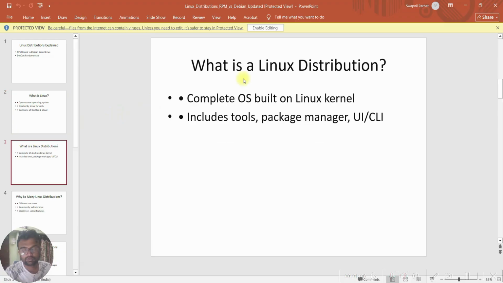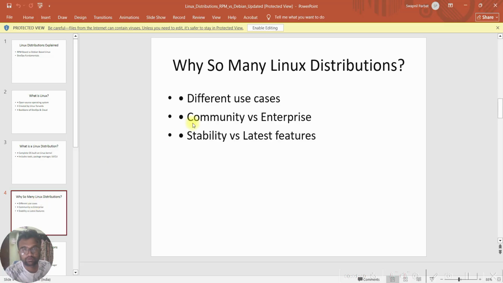Okay, so the next slide is: what is a Linux distribution? A Linux distribution is a complete operating system built on the Linux kernel. It includes system tools, a package manager, and command line utilities. Examples of Linux distributions are Ubuntu, CentOS, and Red Hat Enterprise Linux. So let's go to the next slide.